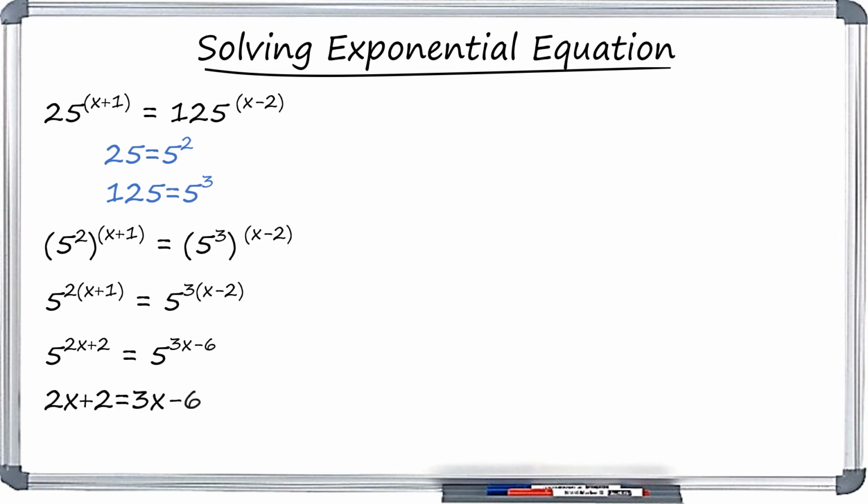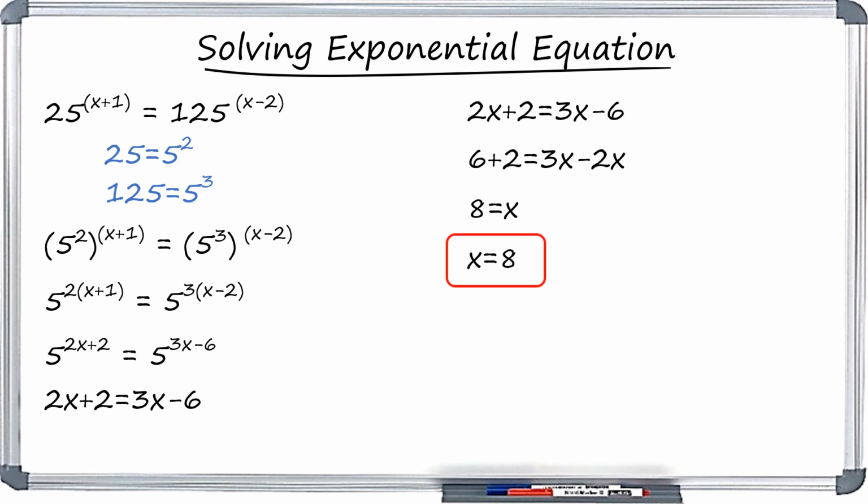2x plus 2 is equal to 3x minus 6. Then solving for x using algebra, we have 2x plus 2 is equal to 3x minus 6. 6 plus 2 is equal to 3x minus 2x. 8 is equal to x, or reversing the equation, x is equal to 8. So our final answer is x is equal to 8. You can try checking your answer on your scratch paper, and you will see that our final answer here is also correct.